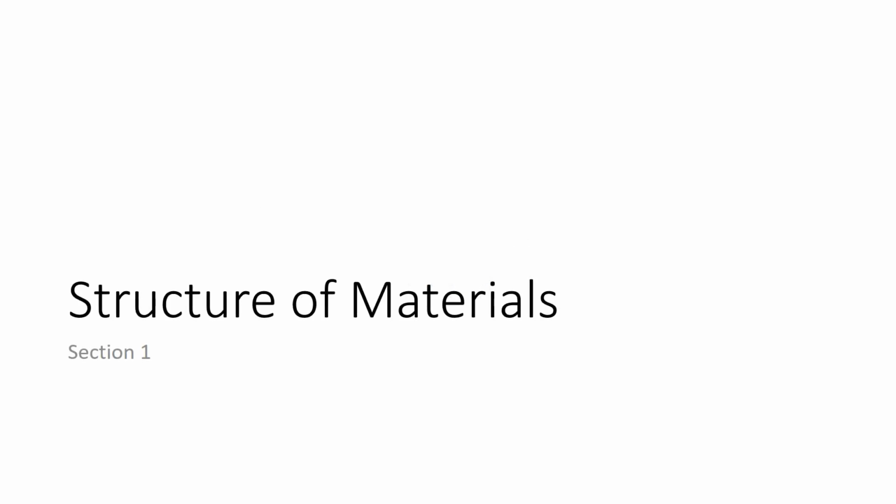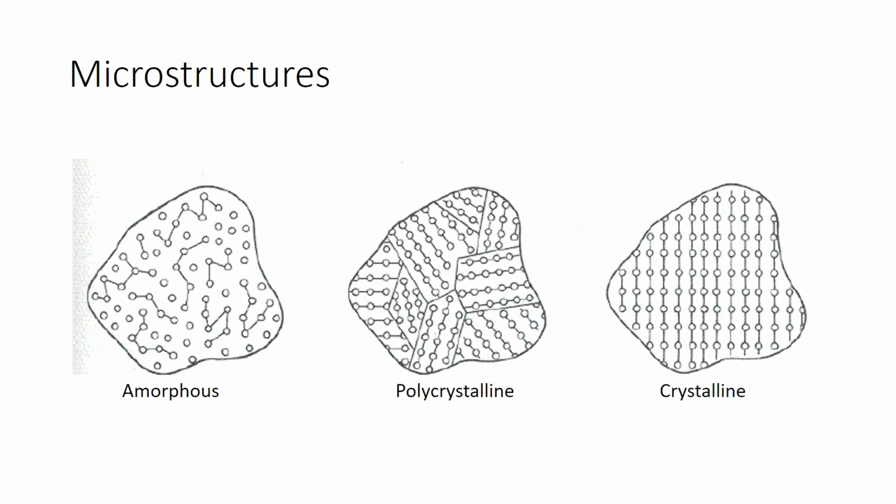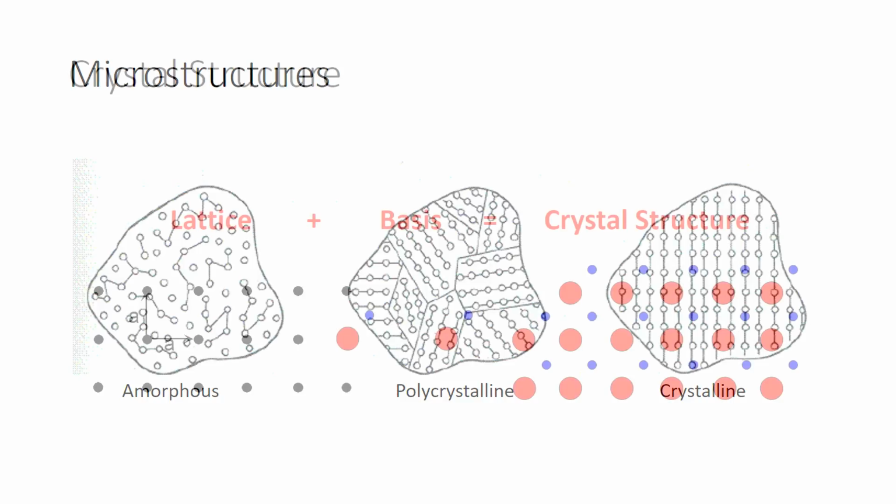In this first section, we'll talk about the physical structure of the material. There are three general structures of materials. If there is no order, generally speaking, the more crystalline a material is, the better a solar panel it will make.